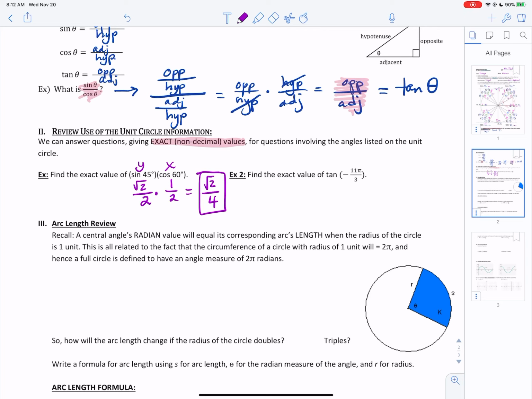In example 2, it says find the exact value of tangent of negative 11 pi over 3. So this one's a little bit tricky because 11 pi over 3 is not expressly written on the unit circle. A couple things here. We've got a negative sign, so that means that you need to go backwards on the circle. We talked about that last year. And 11 pi over 3 means you need to work 11 sections of pi over 3.